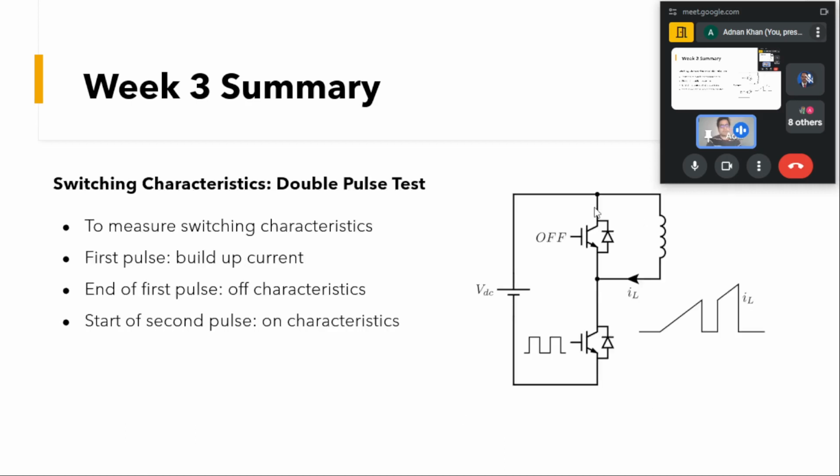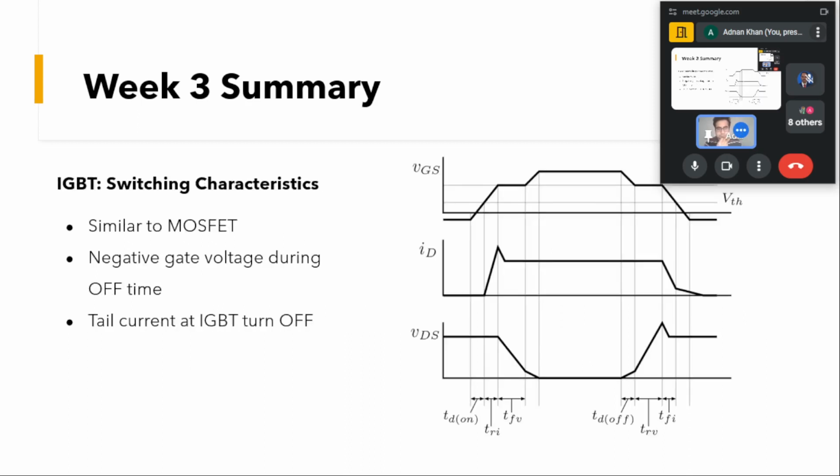So this was about the characterization, how we characterize the devices, and how we come up with the data that is given in the data sheets. We do these different tests and try to calculate as accurately as possible the characteristics of a particular device. After that, we'll be seeing the switching characteristics of an IGBT.